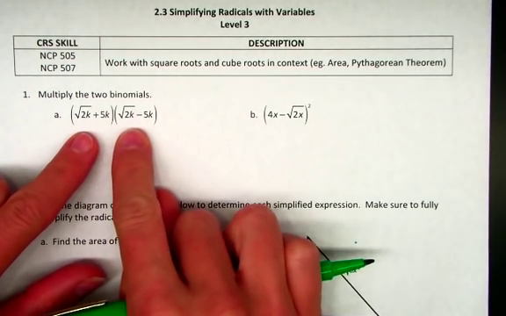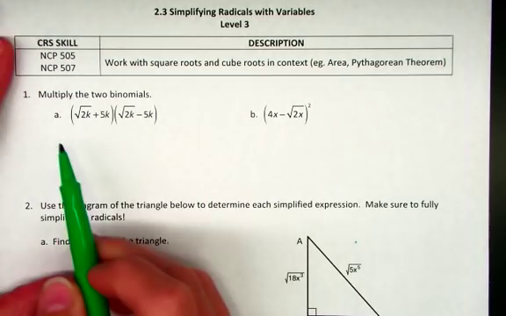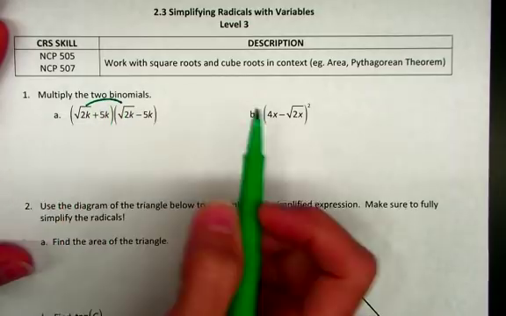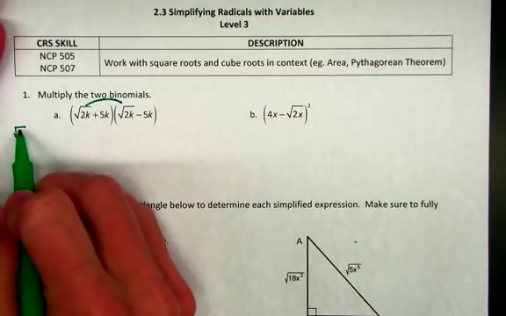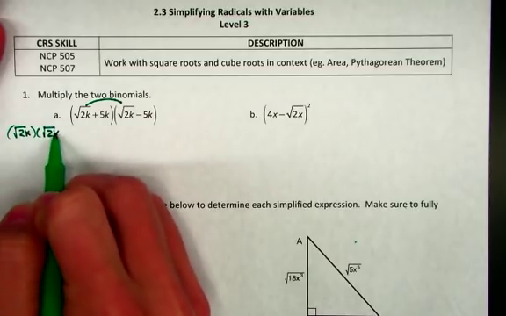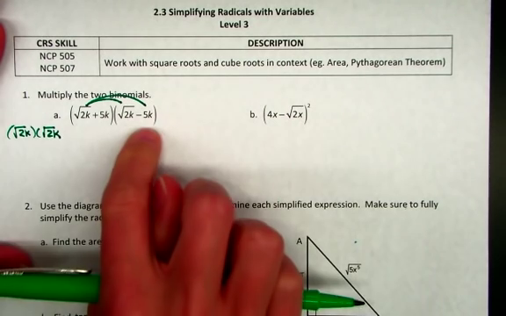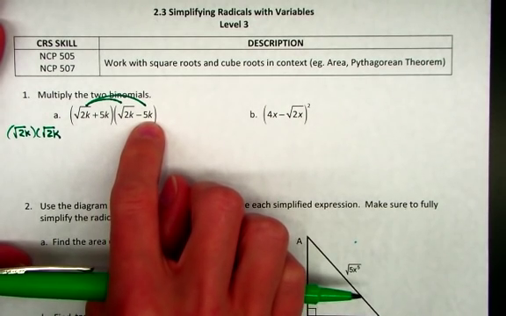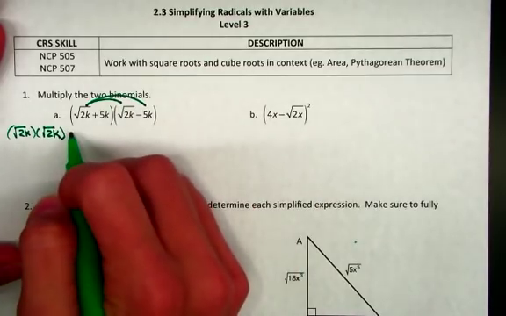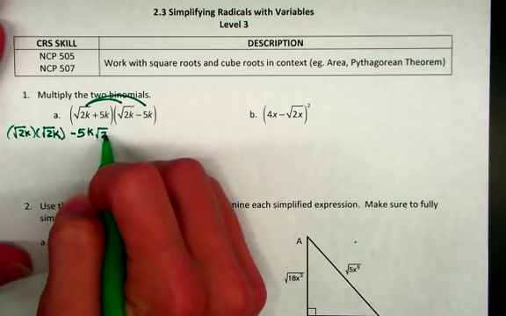If we're going to multiply binomials, we have to distribute these values. So here we have root 2k times root 2k. Then we have root 2 times negative 5k. Now this negative 5k does not have a root symbol, so that negative 5k is in front, and then root 2k.